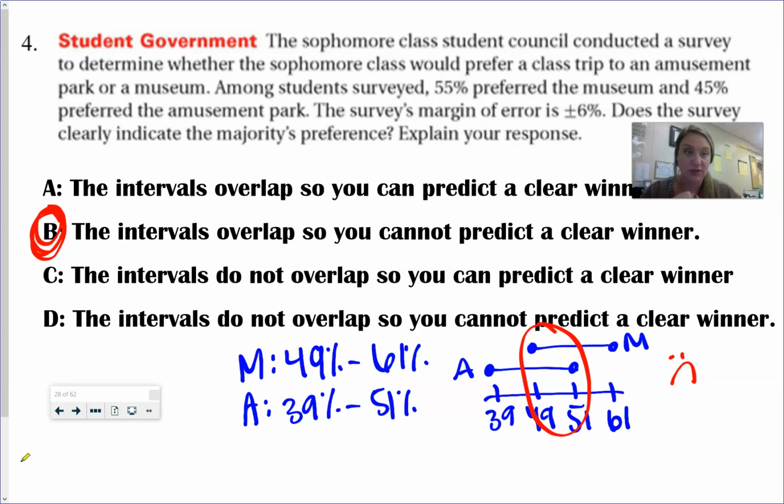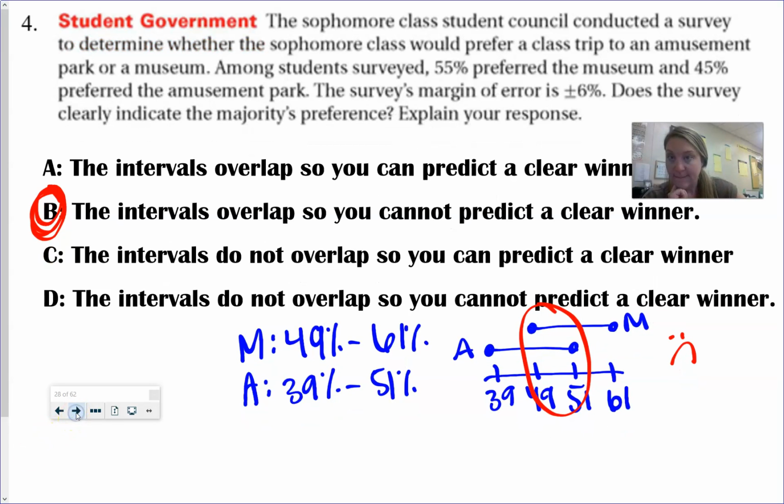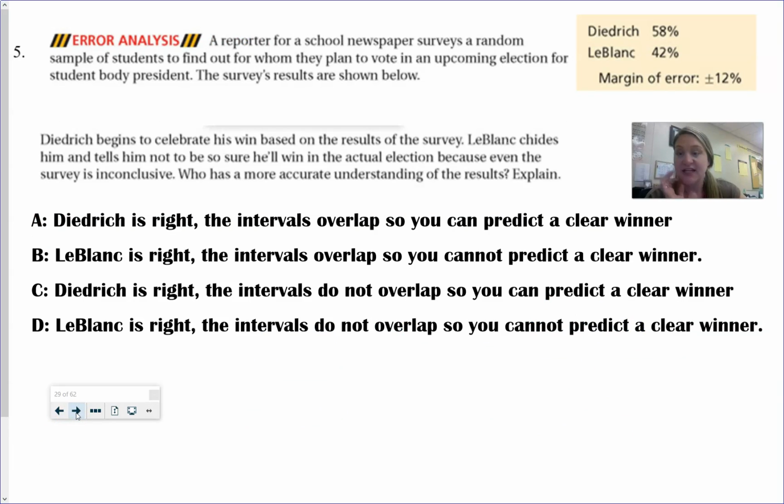All right, still doing good? We have one more, last one. Here we go, last one. So this is an error analysis problem, so it's a little bit different, okay? So a reporter for a school newspaper surveys a random sample of students to find out whom they plan to vote for in an upcoming election for student body president, okay?